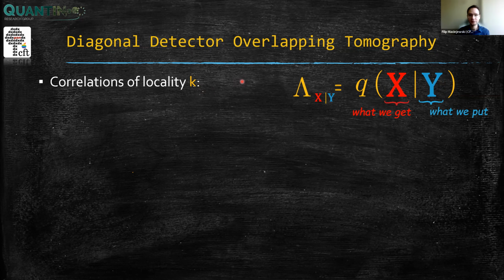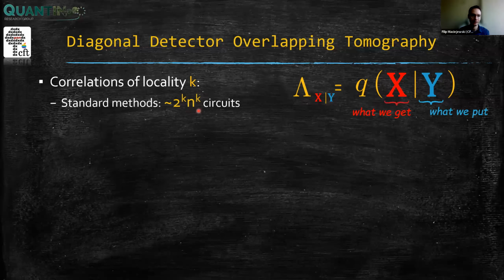So what you could do, say naively, using a normal tomographic approach, is you would take all of the k-qubit subsets. So if the device has n qubits, it will scale like n to the power of k, and put all of the computational basis states in there, so 2 to the power of k.